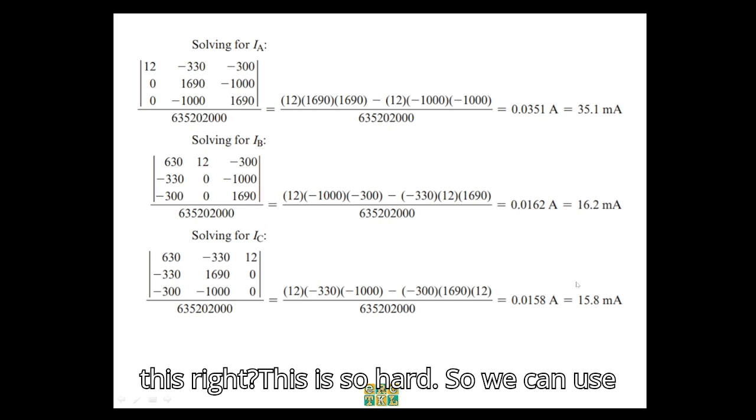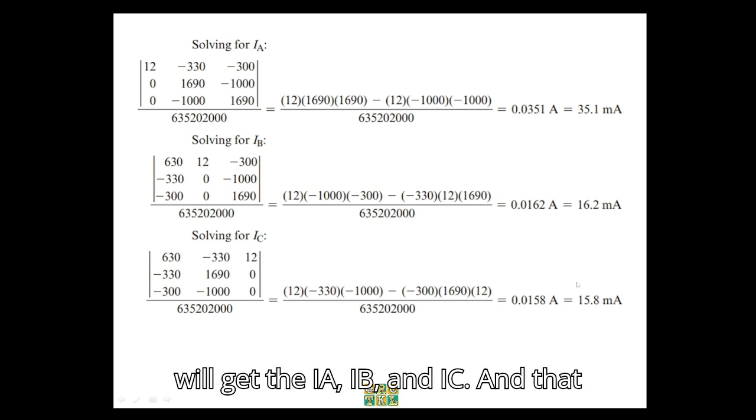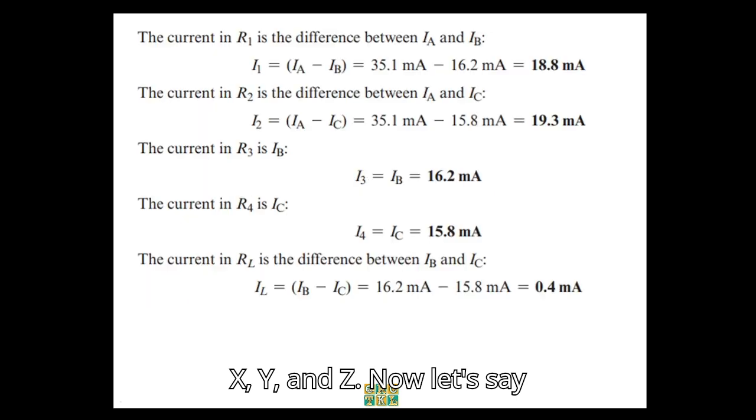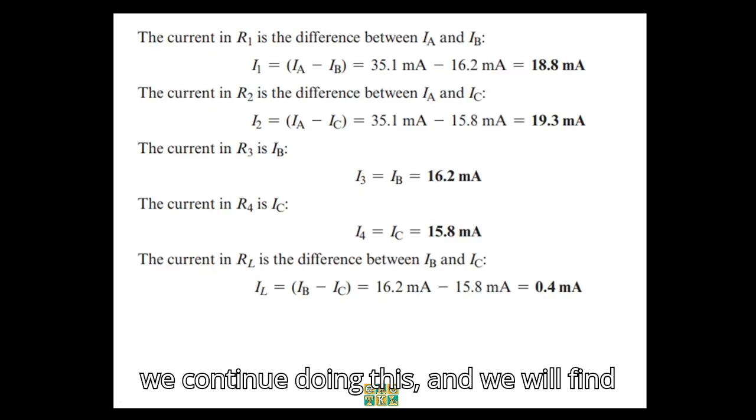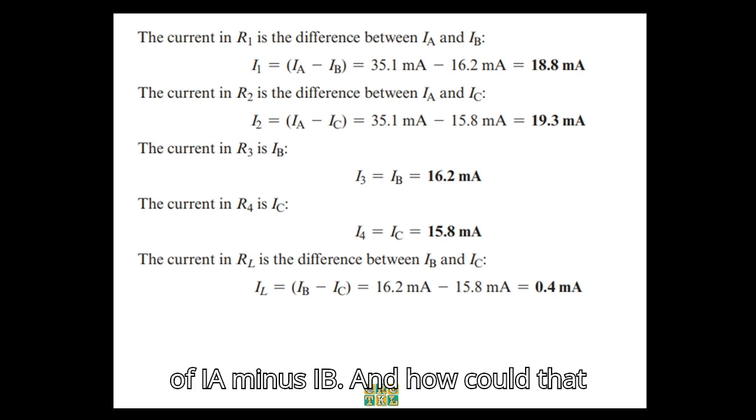This is so hard. So we can use the Casio calculator mode 5.2, and we will get the IA, IB, and IC. And that will be represented in the calculator as X, Y, and Z. Now, let's say we continue doing this, and we will find current R1 or I1. That's the difference of IA minus IB.